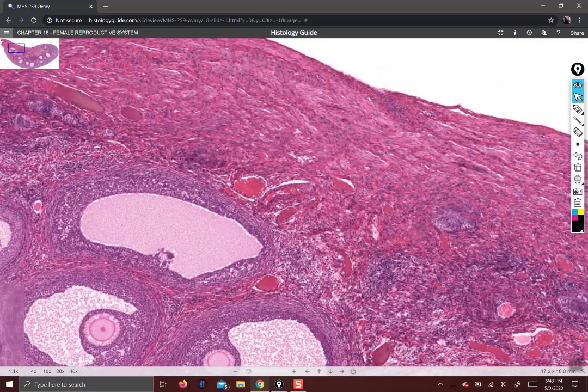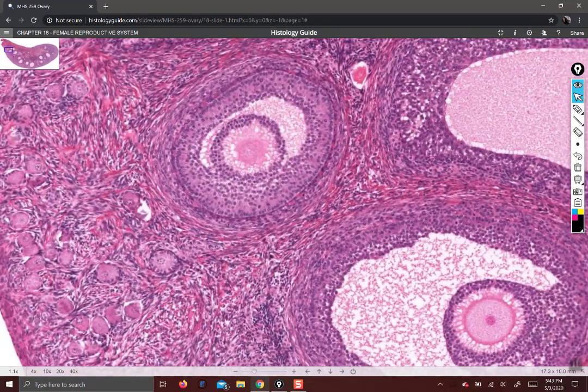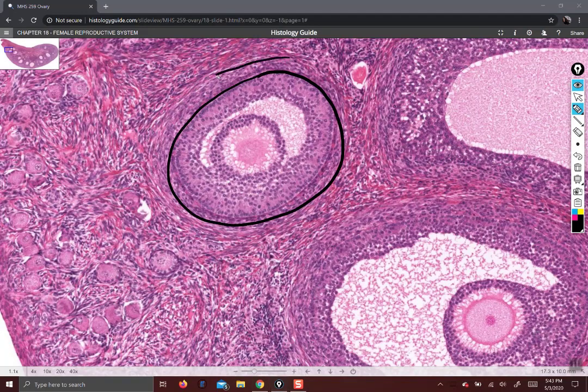Just real quick before we move on, because it's nice to have examples of things. Here's another nice secondary. So you can see the antrum is just formed. Look at these nice thecal cells around it, but it's not super big yet.